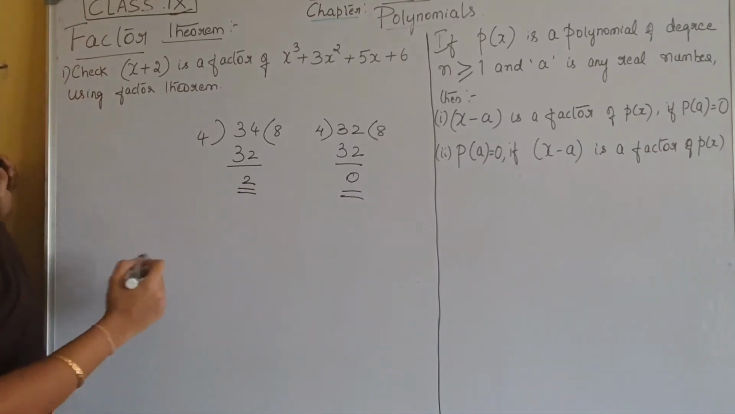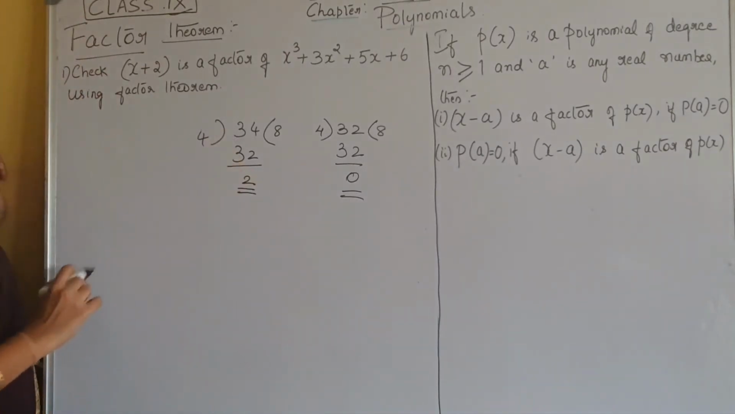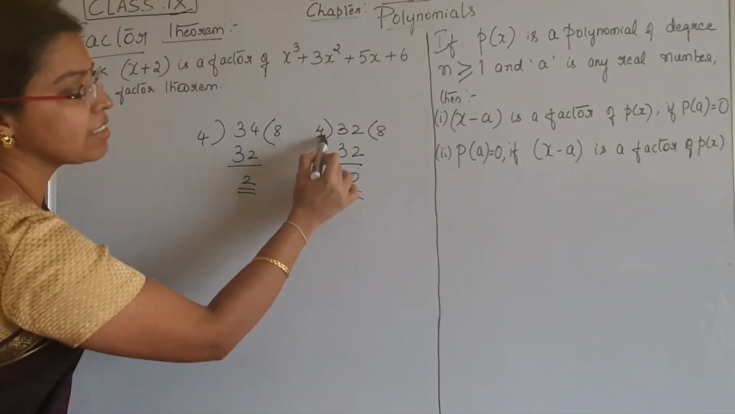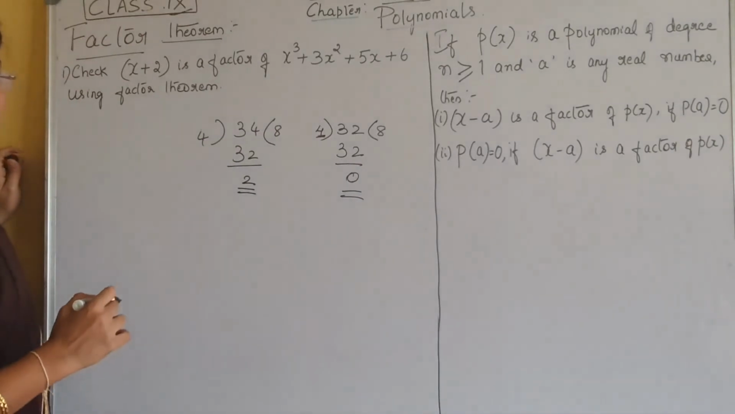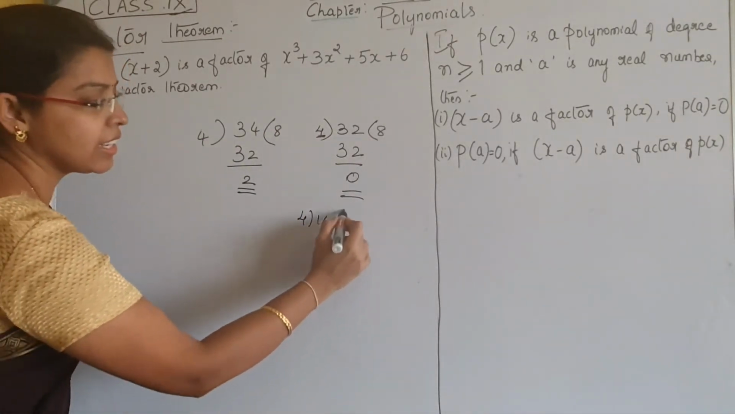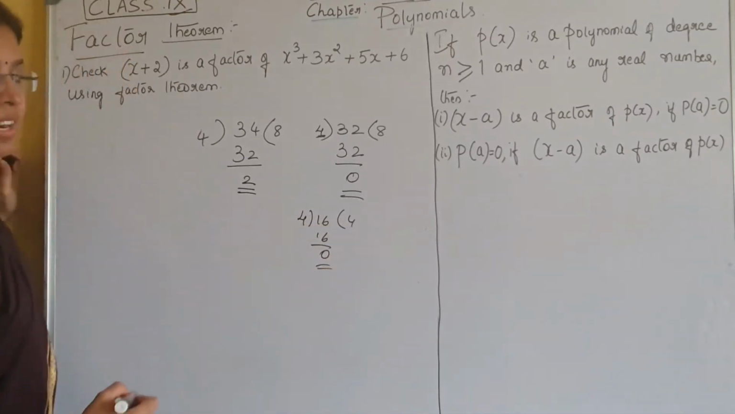In this case it is 2. So we can say that 4 is not a factor of 34 because there is a remainder. Here, since the remainder is 0, we can easily say that 4 is a factor of 32. Correct? 4 is also a factor of 16. Right? Here also the remainder is 0.